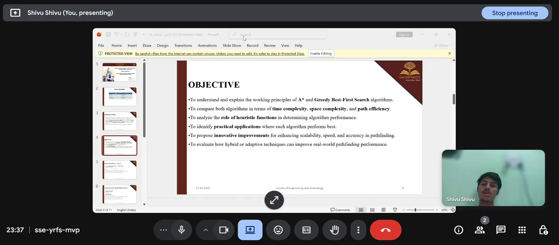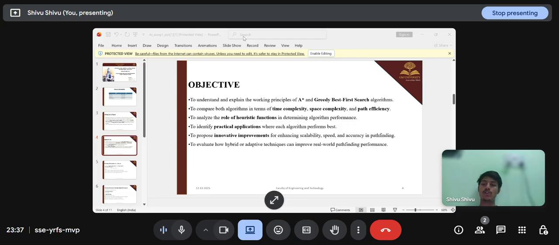So this means we look at how the heuristic changes speed and outcomes. And next point, to identify practical applications where each algorithm performs best. So this means it points out real world cases where one algorithm is a better choice than the other.